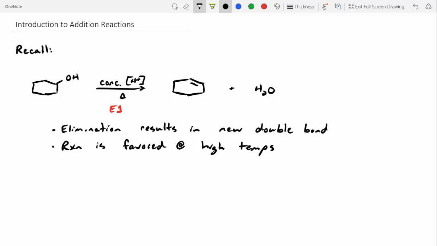So activation energy could be a big part of that. What do we notice about moles here? It goes from 1 to 2. Yeah, we start out with 1 mole and we're going to 2 moles. So we're increasing the entropy of the system. So delta S is positive. That means that this is favored by high temperature conditions, right? Addition reactions look pretty similar to this. So let's take a look at some addition reactions.